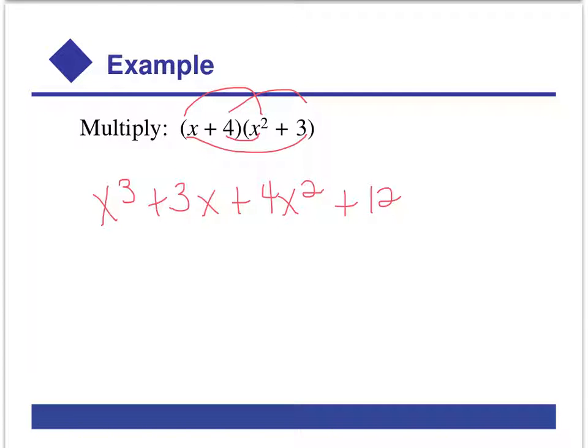So when we're done, we gather like terms if we can. If we can't, we're finished. And in this particular case, we can't gather any like terms. So we're all done. Now, the rule of thumb is to arrange them in descending order, but I won't count off. But if you had to arrange it in descending order, you're going to get x to the third plus 4x squared plus 3x plus 12. Okay?